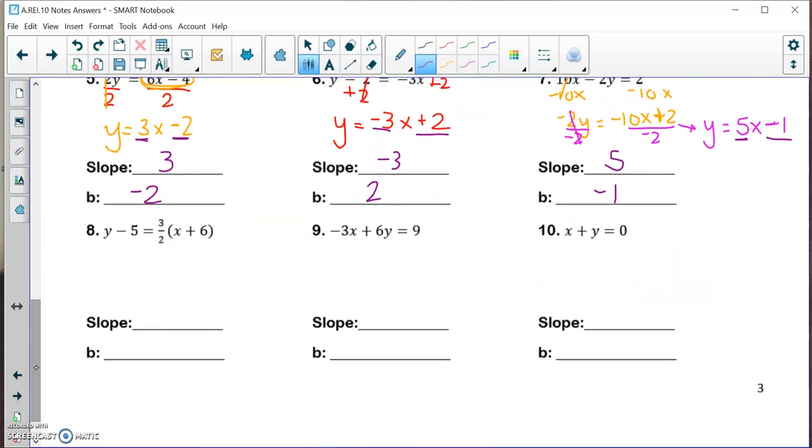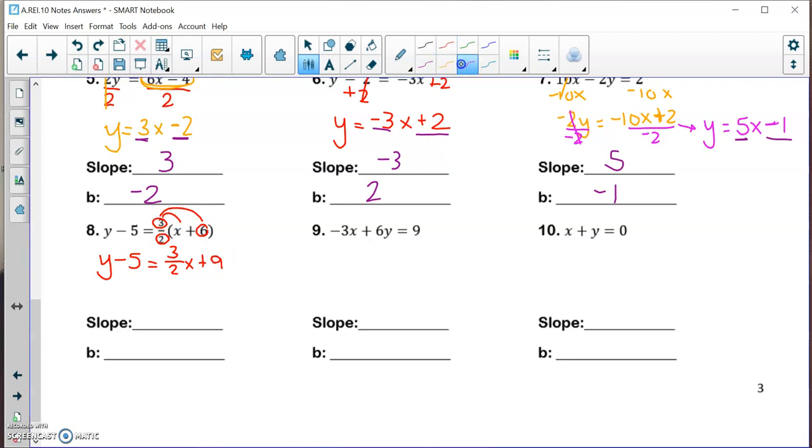Moving on to number 8. This is actually in a form that we will learn in another lesson. This is called point-slope form, but we don't know that yet. So we're going to need to isolate y. This one's a little bit more tricky, though, because we do need to distribute this 3/2 in first. So I'm going to rewrite the y minus 5, and now distributing that 3/2 in, I get a 3/2 x plus, and a 3/2 times a 6, we do the 6 times the 3, which is an 18, and then we divide by 2, which comes out to be a 9.